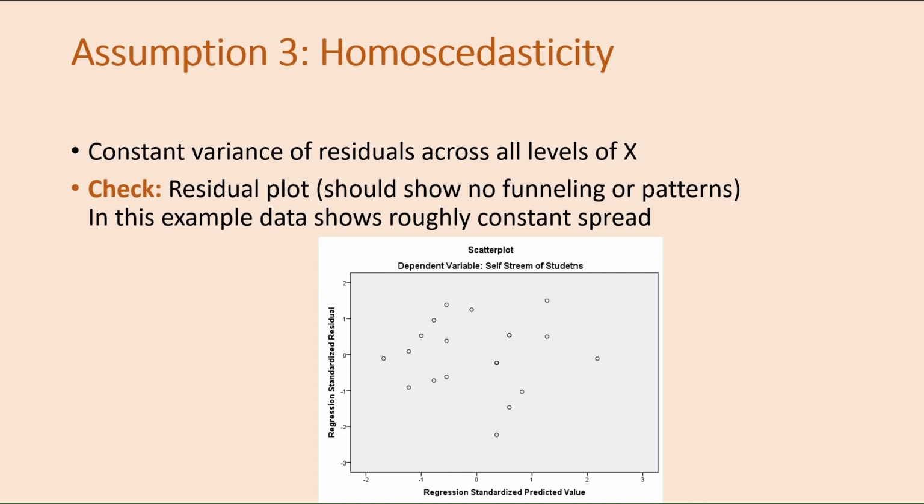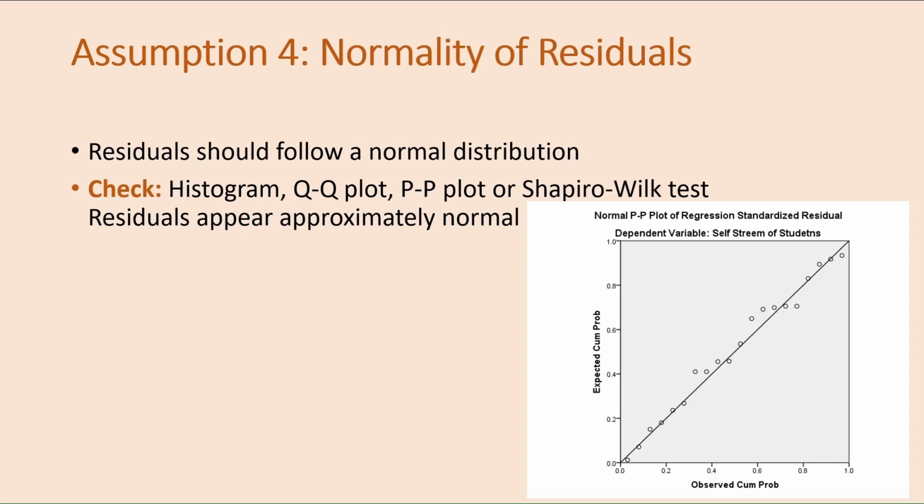The third assumption is homoscedasticity: constant variance of residuals across all levels of X. Check that the residual plot shows no funneling or pattern. In this example, the data shows roughly constant spread. The normality assumption: residuals should follow a normal distribution. Check histograms, QQ plots, and PP plots, or the Shapiro-Wilk test. The residuals appear approximately normal.